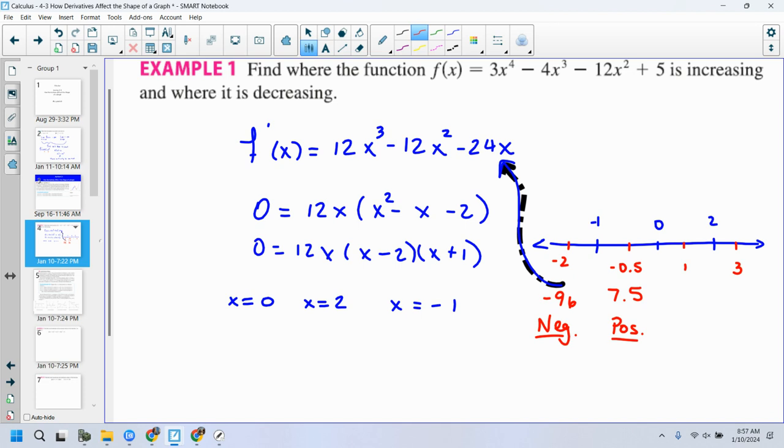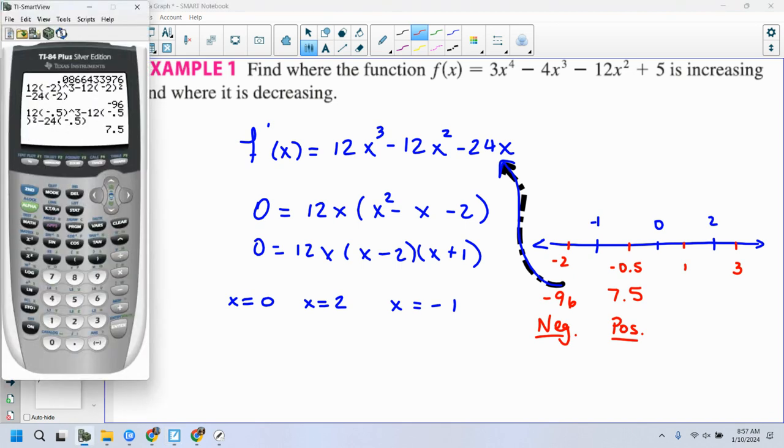Let's go between 0 and 2. Let's plug in 1, right? If I plug in 1, that's going to give me 12 times 1 minus 12, so that's going to zero out.